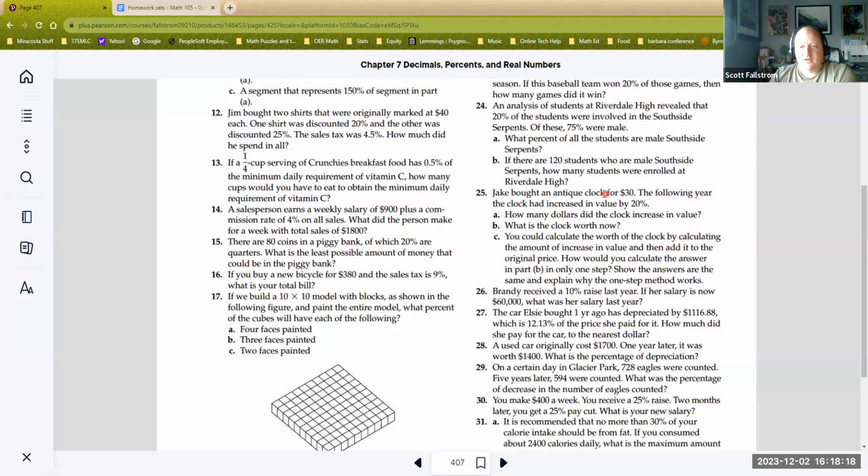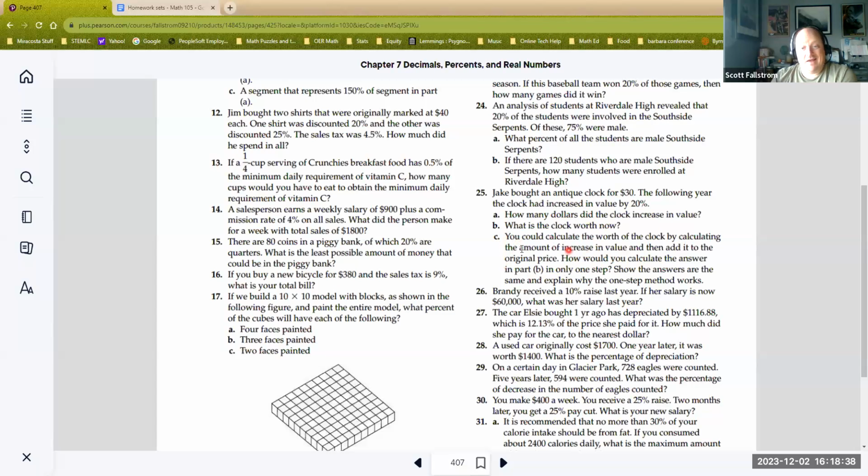All right, let's see here. Clock for $30. The following year, it increased by 20%. How many dollars did it go up? What is the clock worth now? If you were using my technique, you would find the answer to B first because that's the value down the road. But you can also do multiplication first to find how many dollars it increased.